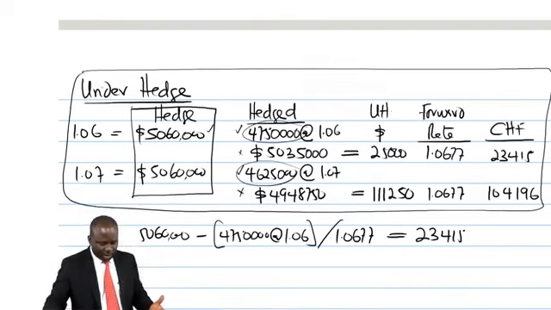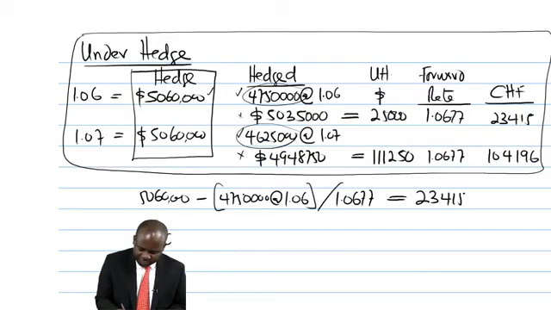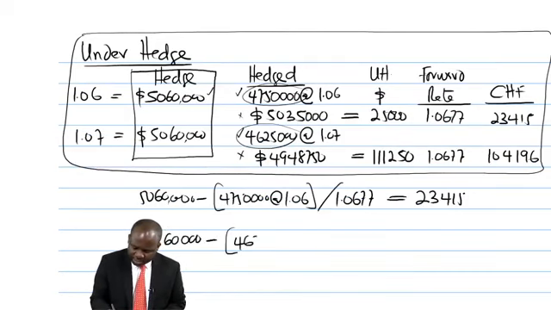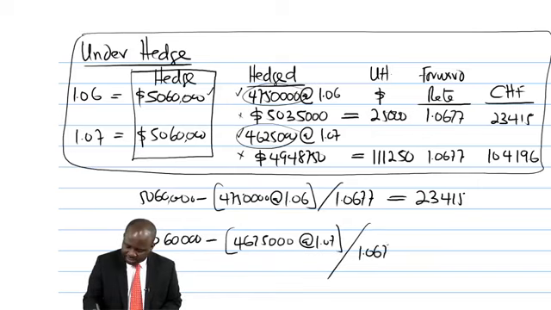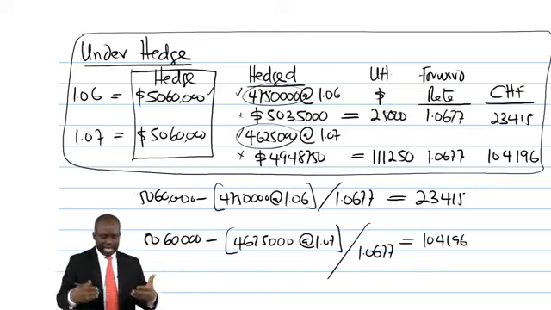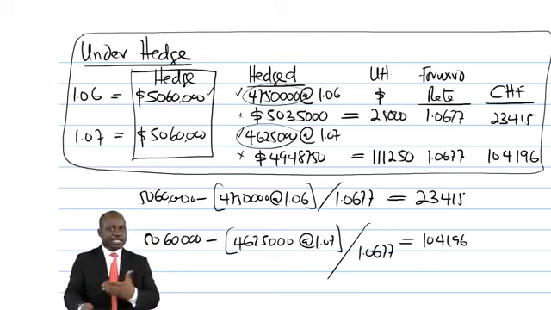The next one, all what I would have done is 50,60,123 minus the 4,625,000 at 1.07, all divided by 1.0677. That will bring me to 104,196. Full stop. There's no need for me to present it in the tabular form.